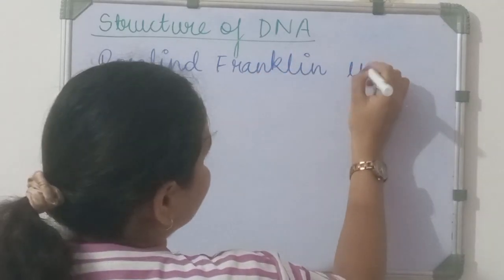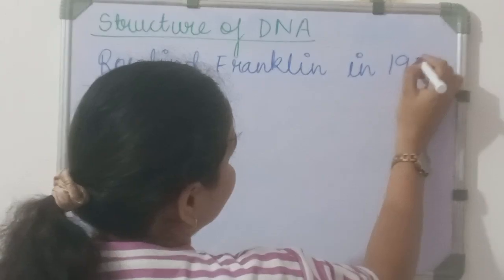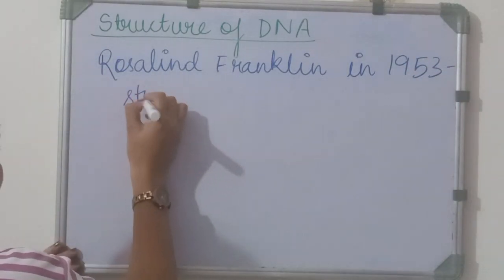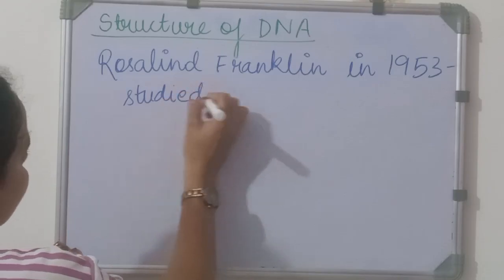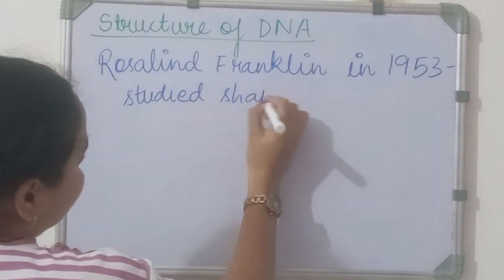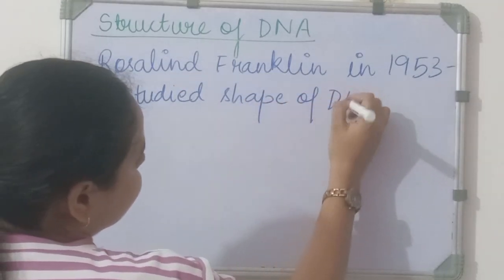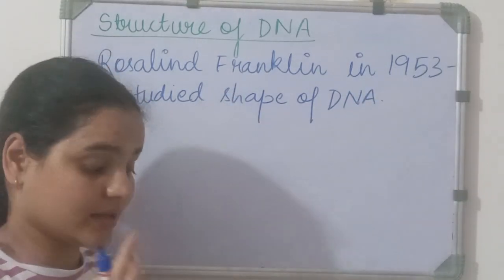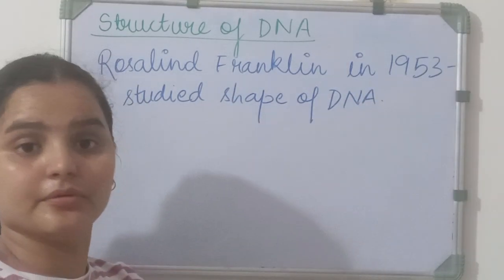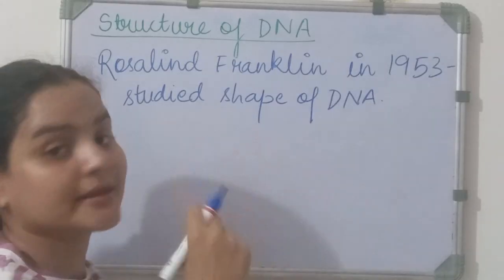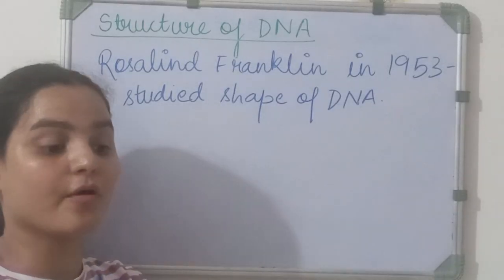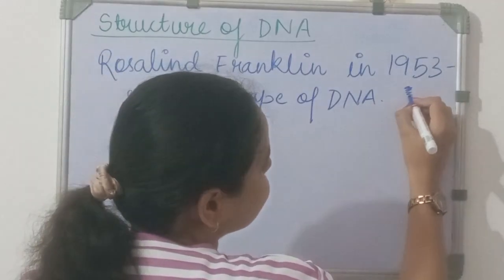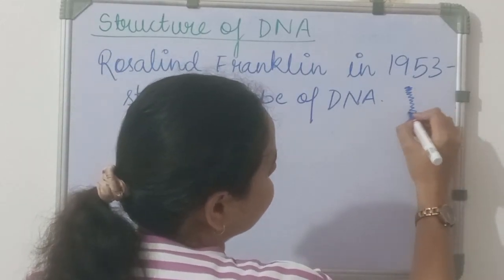In 1953, [she] studied the shape of DNA. She was a very brilliant scientist of Britain. She did her PhD in chemistry, and with the help of an X-ray machine, she observed the structure of DNA.